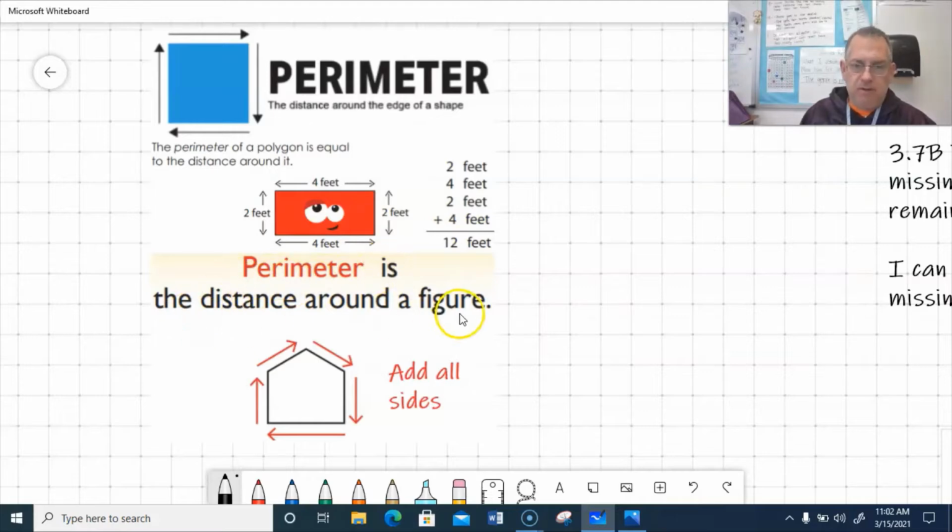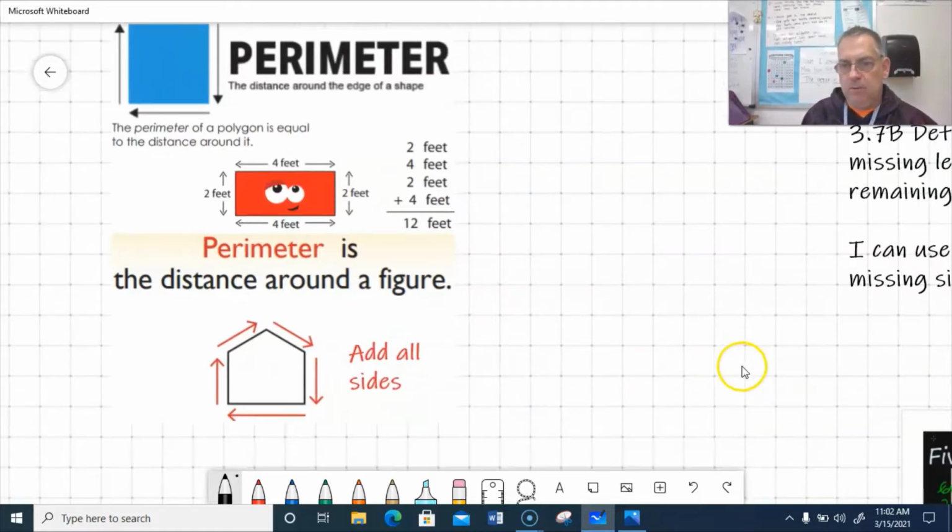Perimeter is the distance around a figure, and we calculate it by adding all sides. Remember, perimeter is add all sides. You kind of circle that little t there. It makes a plus sign, not on the capital T, but on the lowercase t that we made in our title right there. So let's get ready and watch this video.